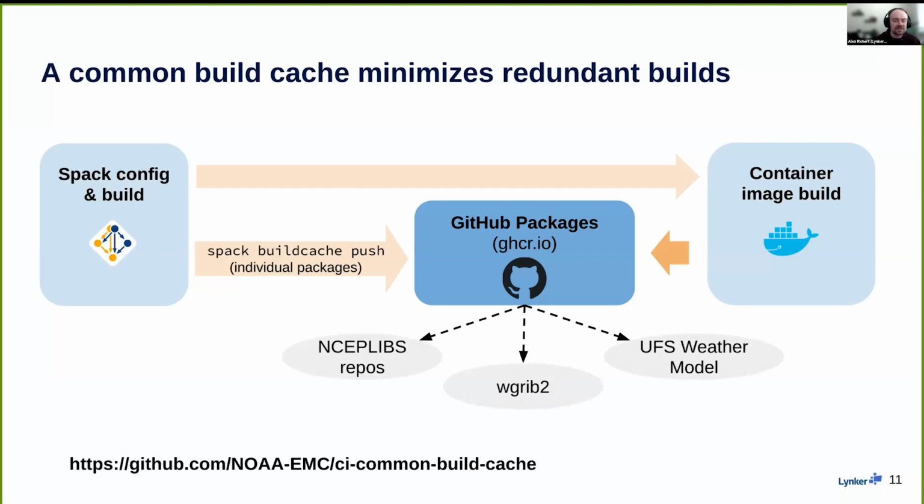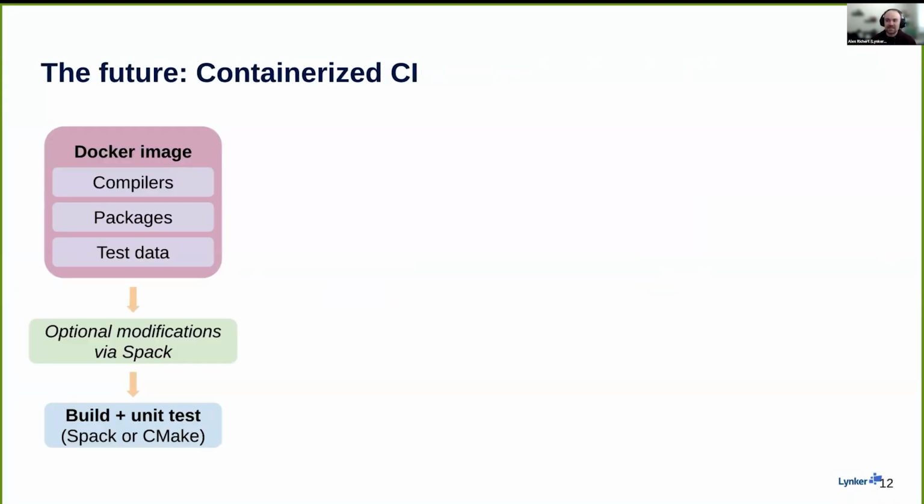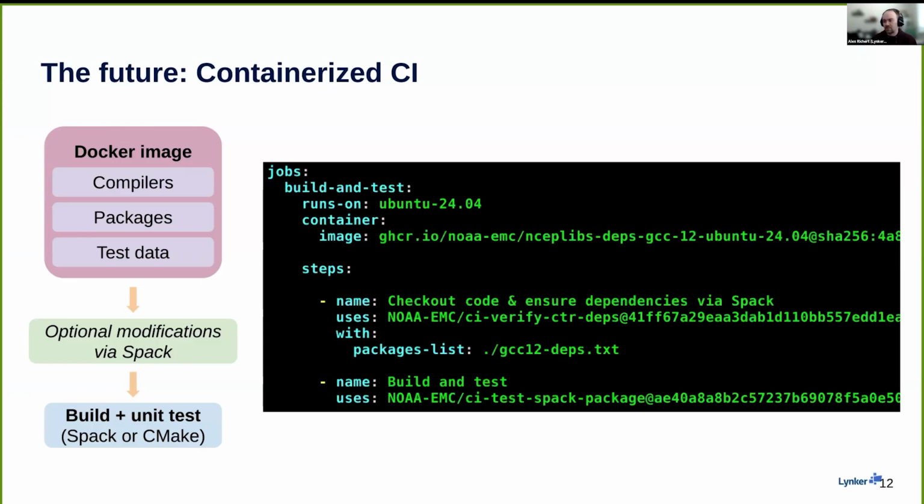In both cases, the idea is that in our CI workflows for a given library or WG2, UFS weather model, you name it, they can pull in either the individual packages or, ultimately where I'd like us to go, container-oriented builds. What I see as the future is having one pre-built Docker image that has compilers, dependency packages, potentially even some test data. We can still make optional modifications via SPAC within that container instance, and then we build and unit test whatever code we are testing in our CI, either through SPAC or CMake.